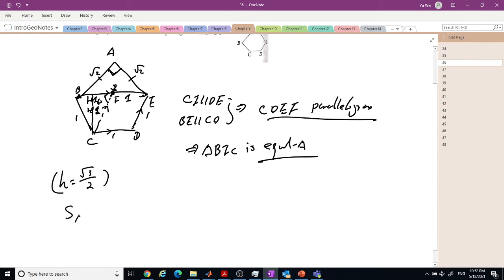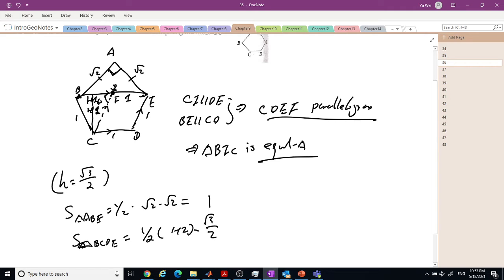We can calculate the area of ABE as half of √2 times √2, which is 1, and we can have the trapezoid. The trapezoid BCDE is equal to half of (1 plus 2) times √3/2. Then we have 3√3 over 4. So we add this together, and it's the area.